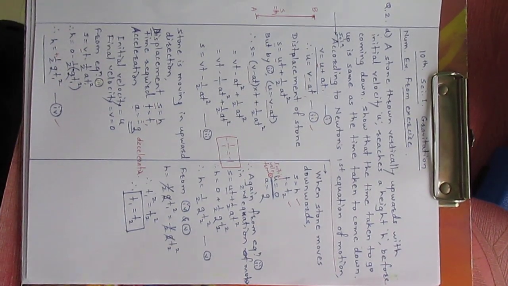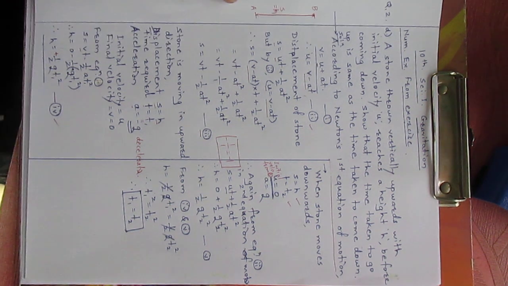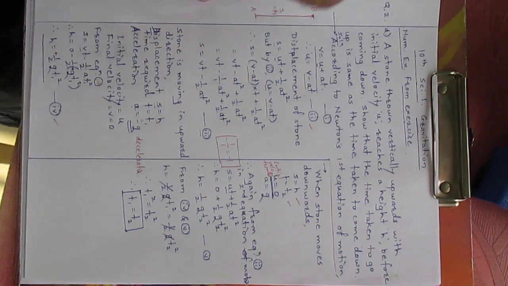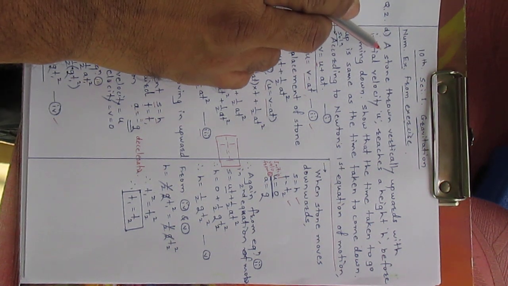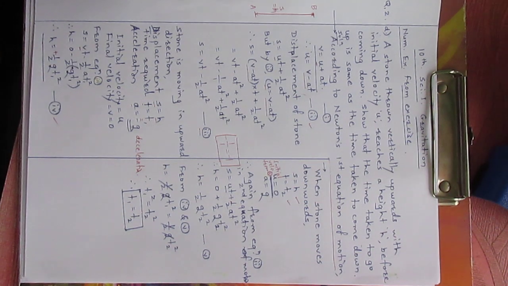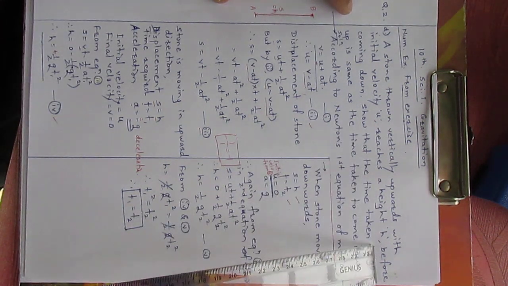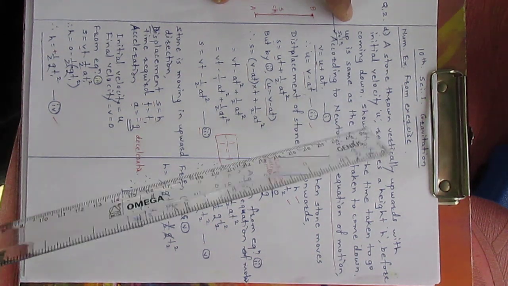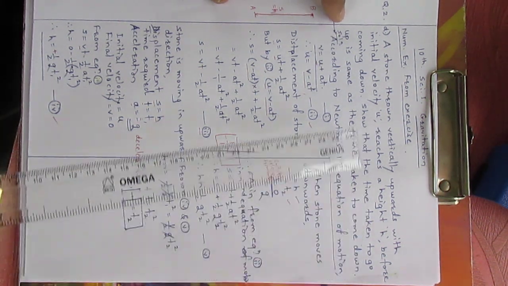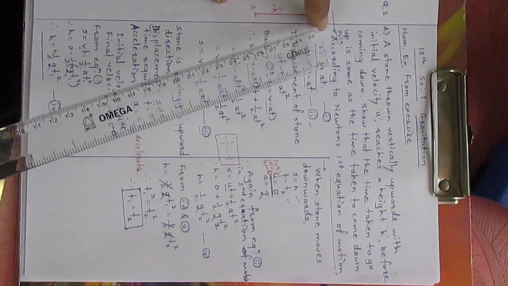Science and Technology Part 1, Chapter number 1, Gravitation. The numerical example which is asked in the exercise is: a stone thrown vertically upwards with initial velocity u reaches a height h before coming down. Show that the time taken to go up is the same as the time taken to come down.